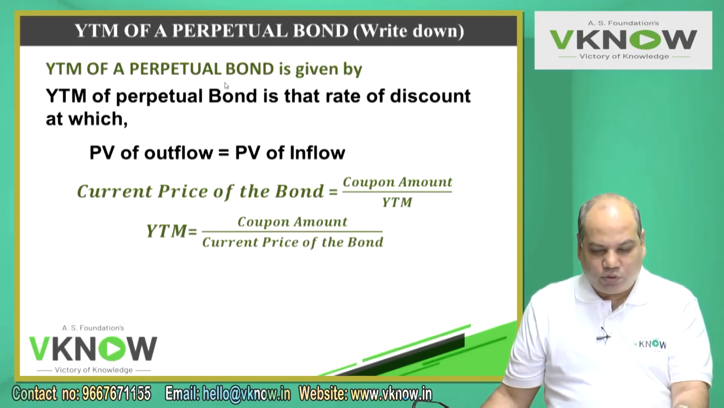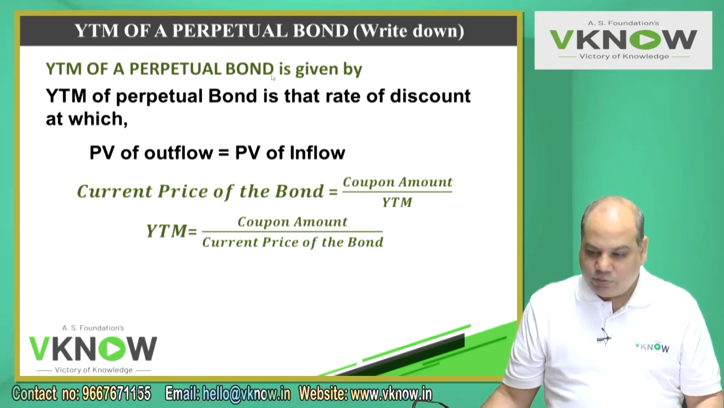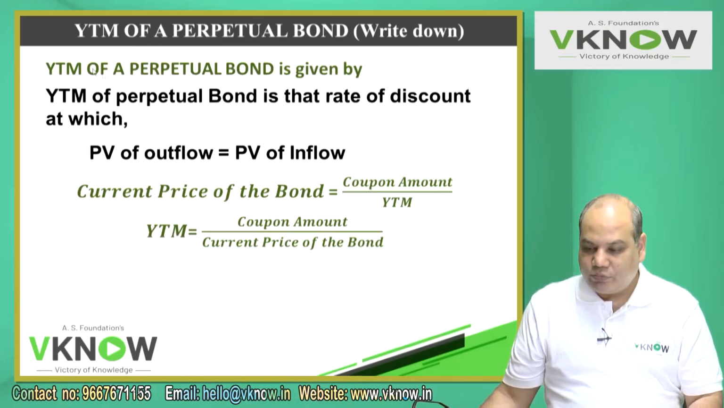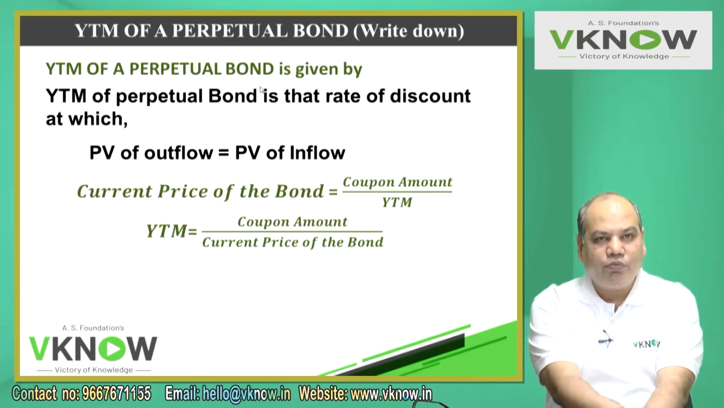Now I am going to ask you to write a small note first before we go to the next question. The next question, question 27, will deal with YTM of a perpetual bond. So a small 2-3 line note will be useful. Write down the heading in your notebook: YTM of a perpetual bond. Next line, YTM of a perpetual bond is given by, very easy. Even if I don't tell you, you can do it.